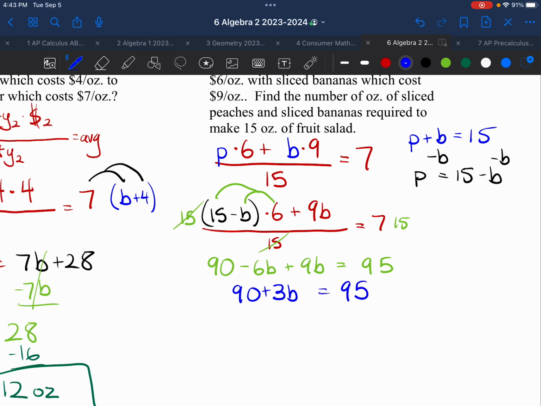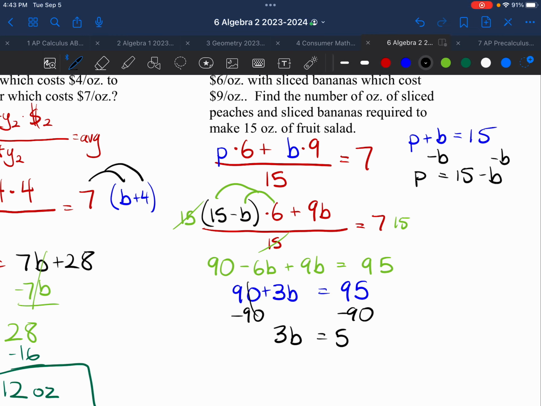Ooh, this is looking really nice. And then from here, I just need to subtract 90 on both sides, and I get 3b is equal to 5. Oh no, that's going to be a gross fraction. Did I do something wrong? I didn't try to make them come out as fractions.